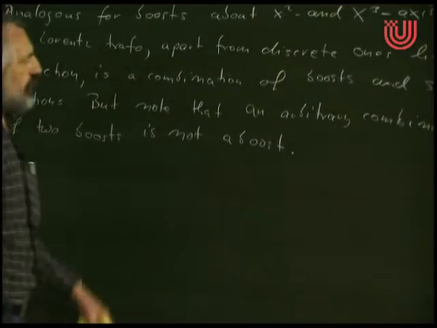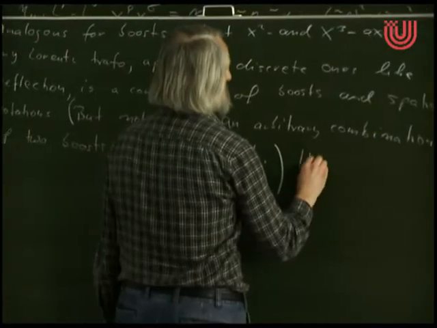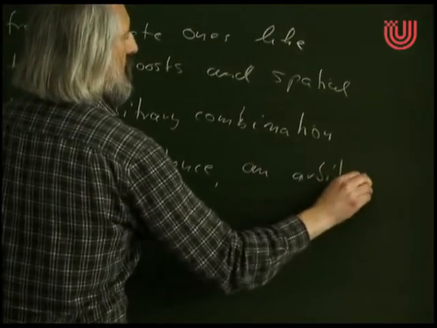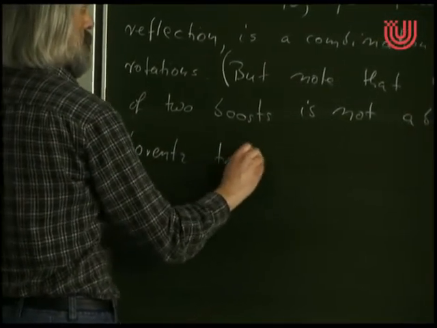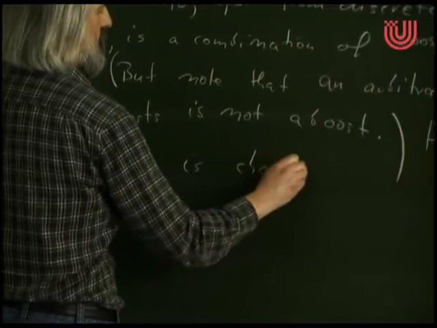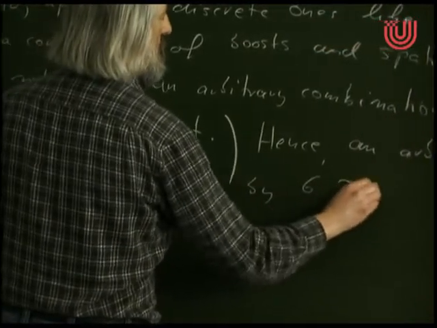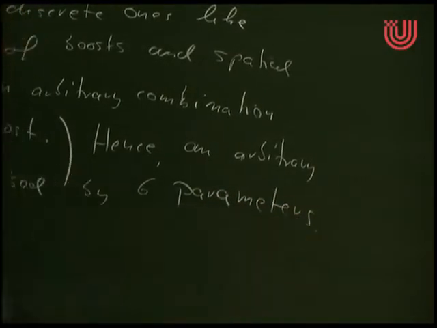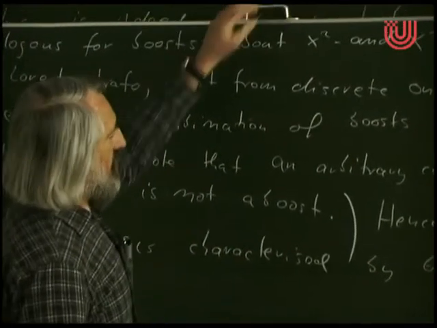But nonetheless, if we just count parameters, so this was, so to speak, in brackets. Now this line of thought continues, and it says that hence an arbitrary Lorentz transformation is characterized by 6 parameters. That's what I mentioned last time already. So we say the Lorentz group is a 6-dimensional group. I need 3 parameters for the rotation and 3 for the boosts. Okay, so much for this.